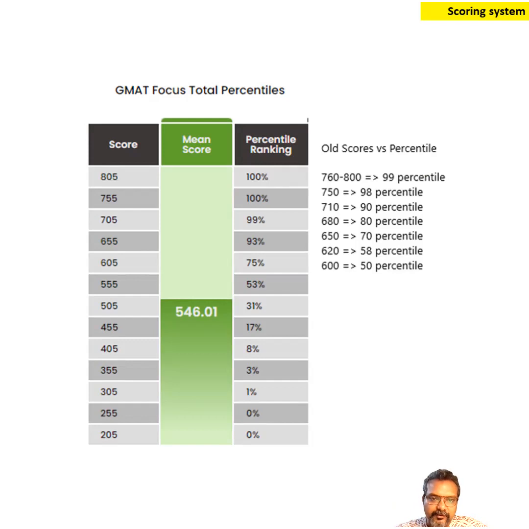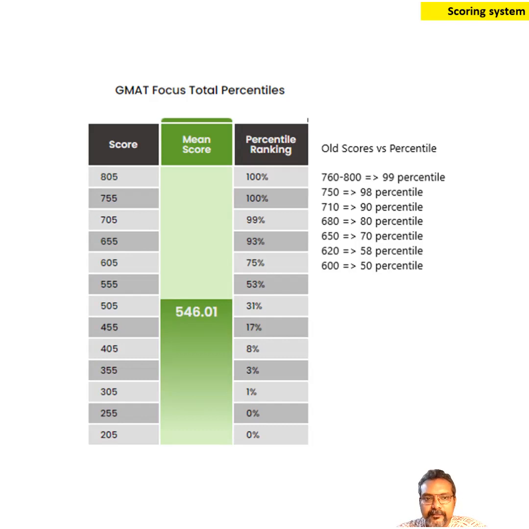755, if you look at it, is almost 50 points down. Okay, it's still at 100 percentile. Earlier it was 750 at 98 percentile. And from now on, the differences become pretty big. So 705 is 99 percentile, while 710 was at 90 percentile, so almost a 10 percentile points difference. If you go a bit down, to get a 50 percentile score, you had to get 600 in the old version. Now, to have a 53, you need to have 555.